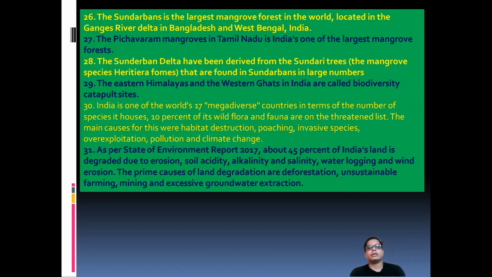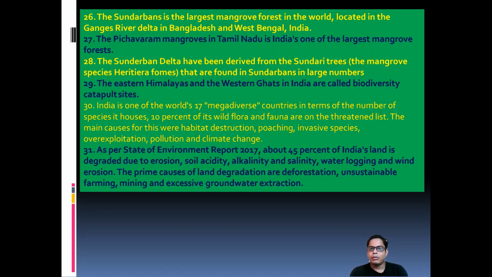Then if you want to discuss more about this, the Eastern Himalayas and the Western Ghats in India are called biodiversity hotspots. Okay, so hotspots will be found there. India is one of the 17 megadiverse countries. Actually, you can find it among the 17 megadiverse countries. About 10% of the world's flora and fauna are on the threatened list.